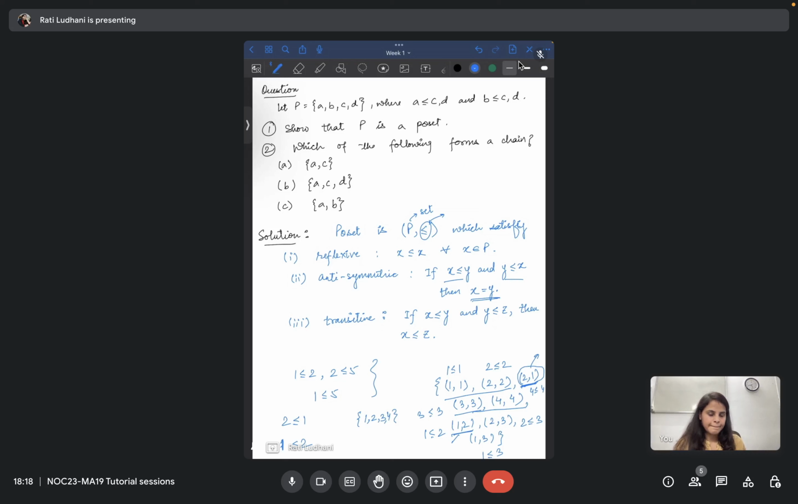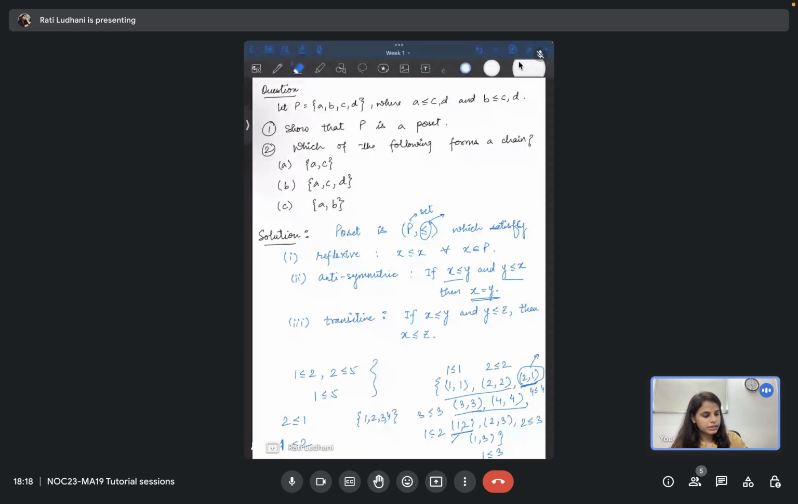Reflexive, I know. Transitive also: 1 comma 2 and 2 comma 3, we can write 1 comma 3. That 1 comma 3 is also in the set. So transitive is okay. Reflexive is also okay. But I don't know how it is anti-symmetric. That is the reason I'm asking.